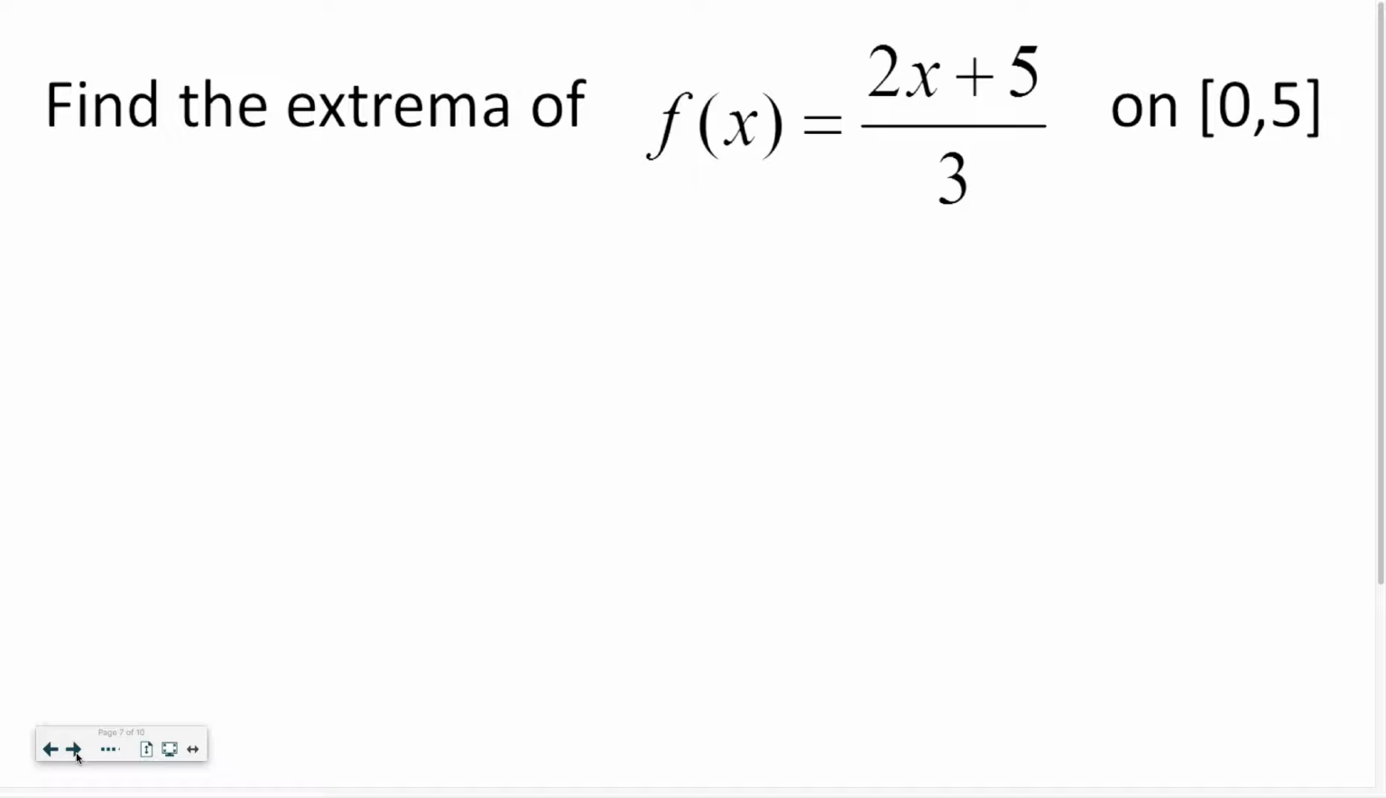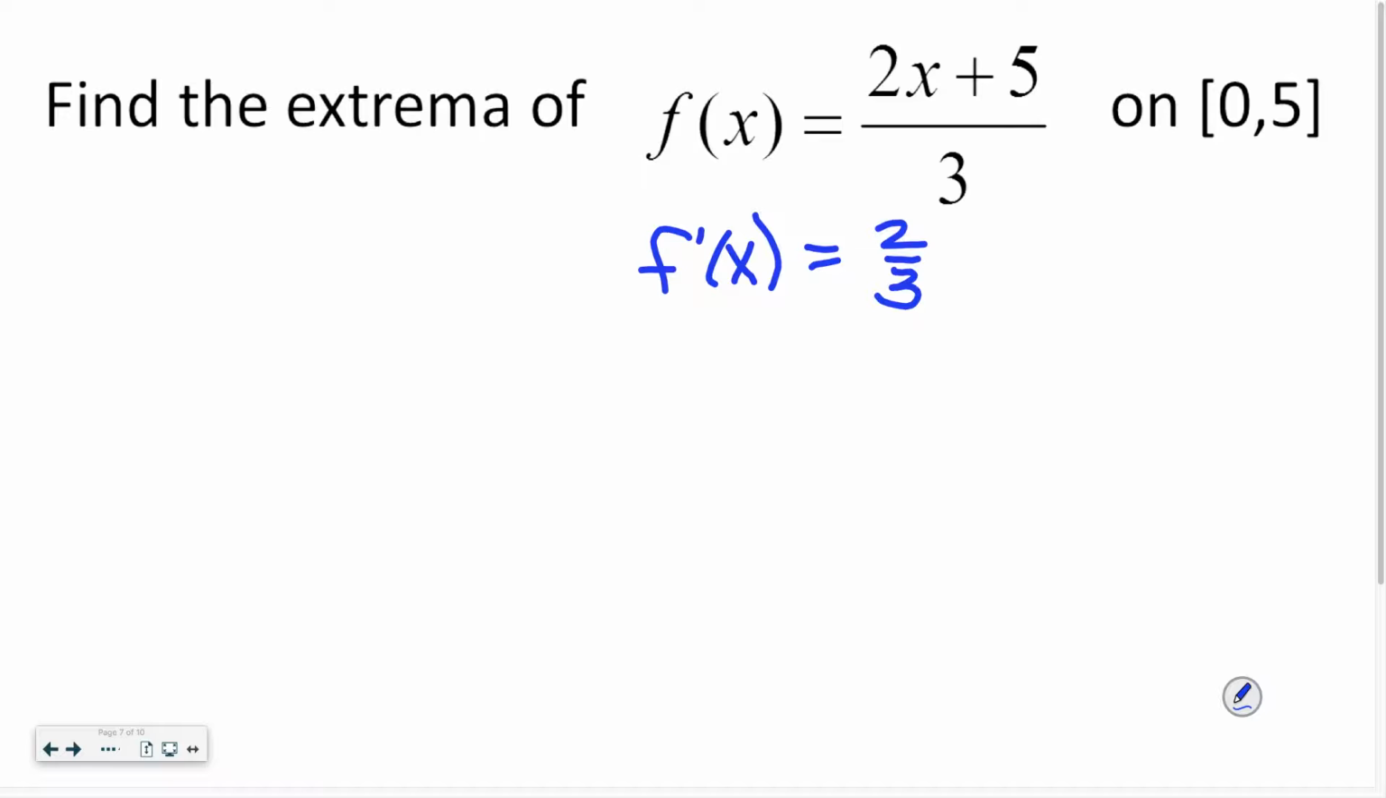Okay, what kind of function do we have? What kind of function is this? It's linear, isn't it? Don't make it more complicated. Don't do the quotient rule on this. 2x plus 5 over 3. What is our derivative? Our derivative is just 2/3, right? This is 2/3 x plus 5/3 as a function. So our derivative is 2/3.